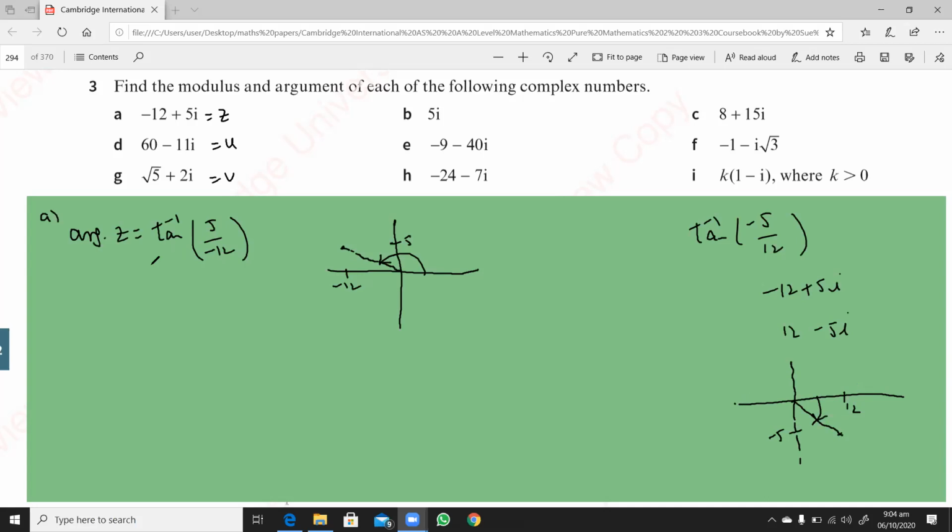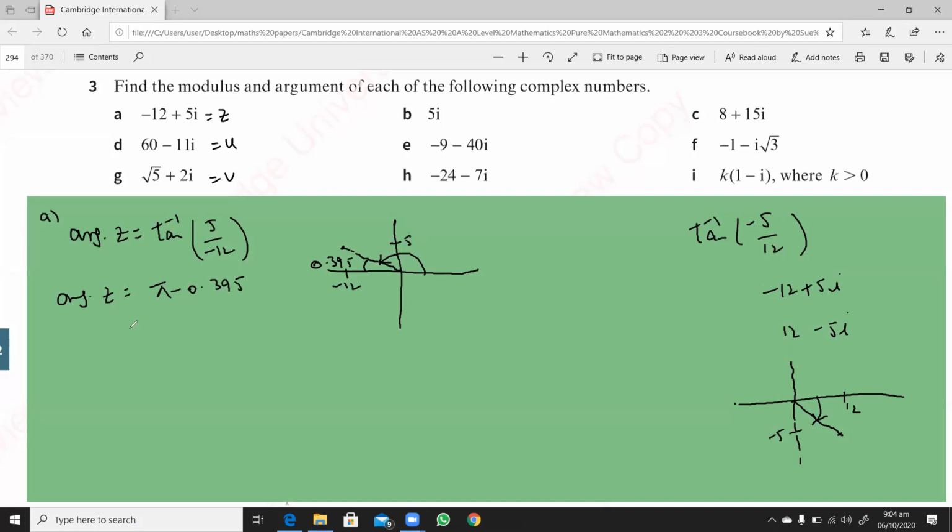Okay. So now please tell me quickly what is tan inverse of 5 over 12. Don't keep this minus with you. Tell me quickly in radians, what is tan inverse of 5 over 12? Hurry up, I have to mark your attendance as well. Quickly. 0.395. So this argument of z would be pi minus 0.395.